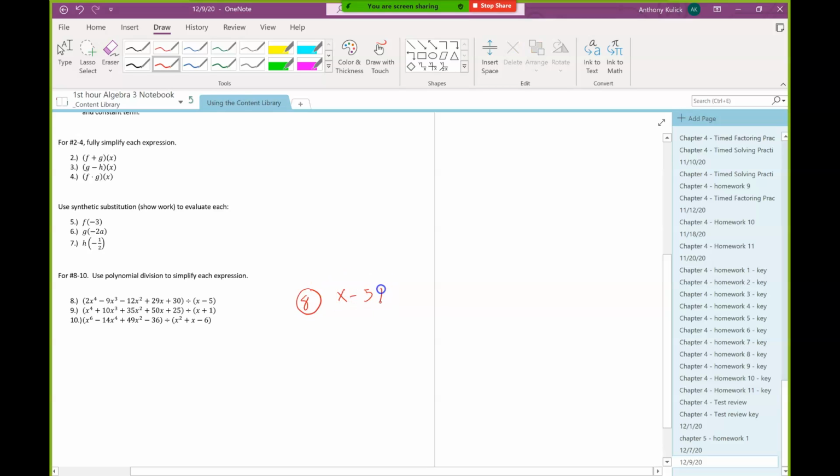So we'll start by just setting up the problem. The divisor, that's the second number in our division problem, goes on the outside of our division bar. And the dividend, that's the first number, goes underneath.